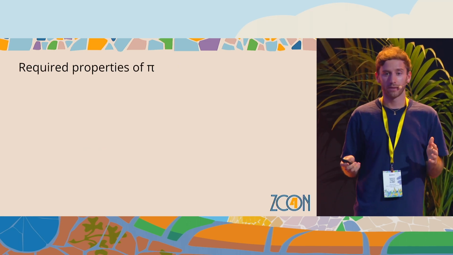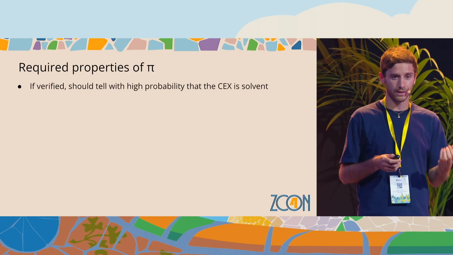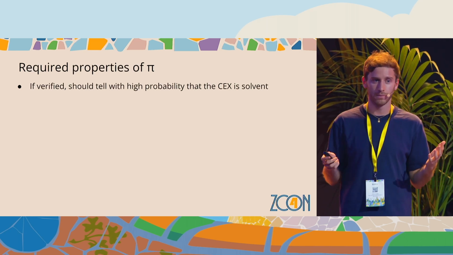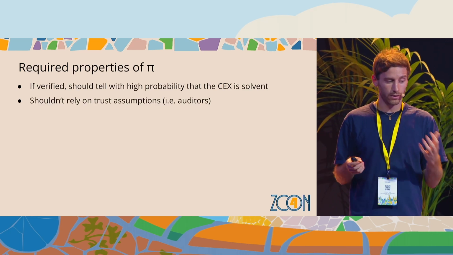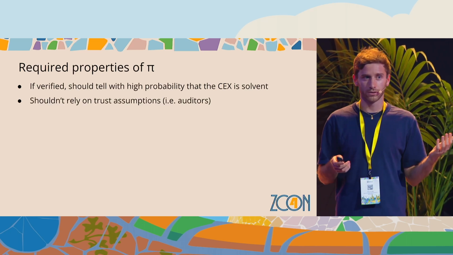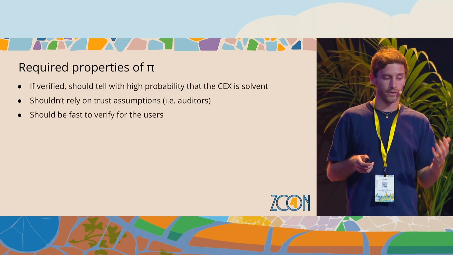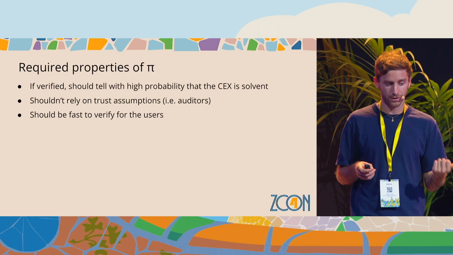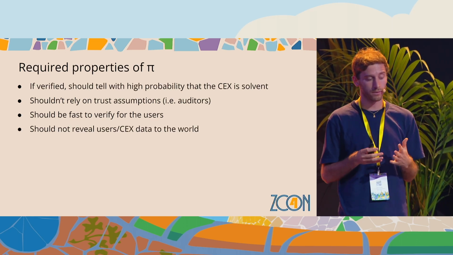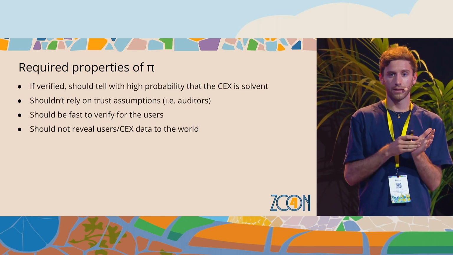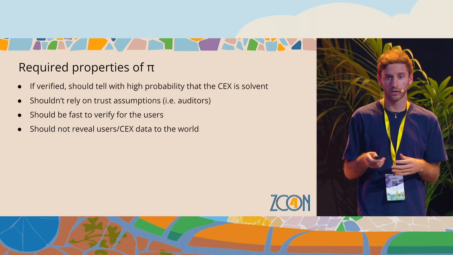So what are the required properties of this proof pi? First of all, it should tell that the exchange is solvent with high probability. So, of course, it's a probabilistic statement. It shouldn't rely on trust assumptions. It shouldn't rely on auditors at all at any point of the step. And it should be fast to verify for the user. So in terms of time and size, the proof should be small. And most importantly, it should not reveal data about the users and data about the centralized exchange to the world.